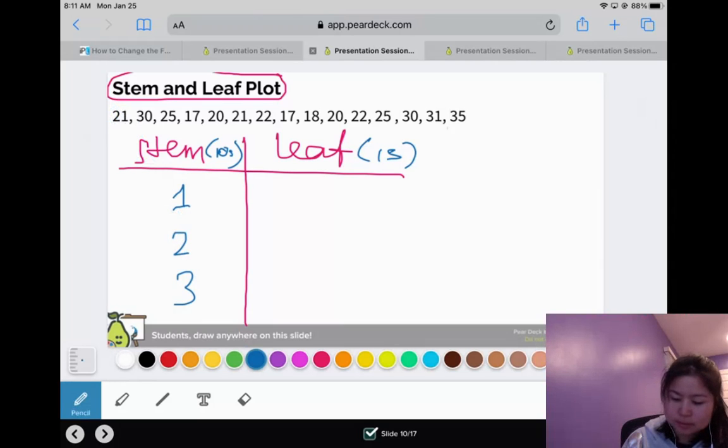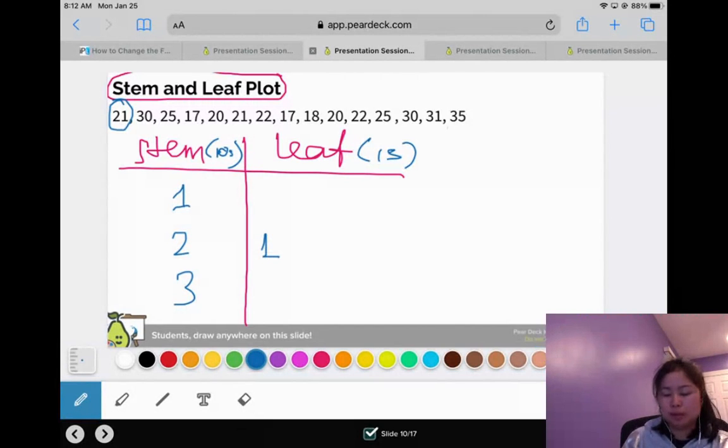So if I look at this one, this is 21, right? This is in the 20s, and this is 21, so it's in here, and I'm just going to write out the 1 to indicate this one. This is 21. Instead of writing 21, you just write the first number in the first column and then the ones in the leaves column.